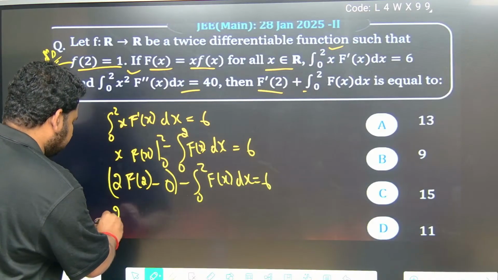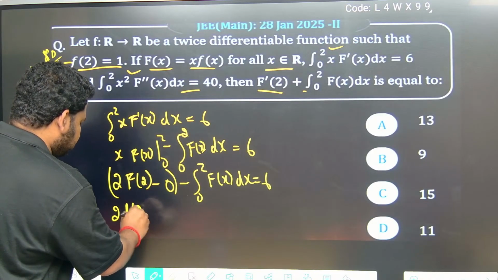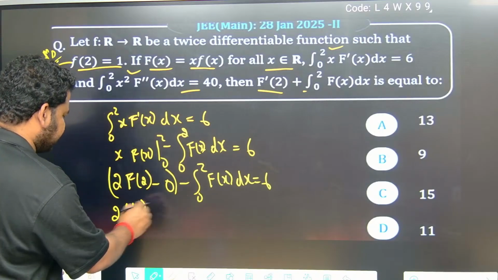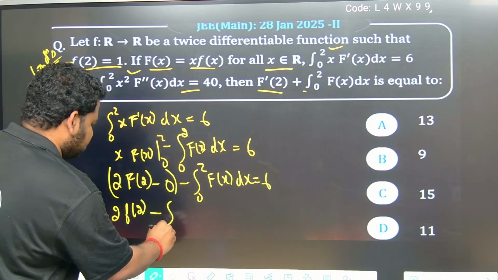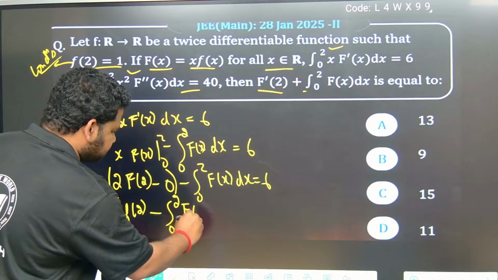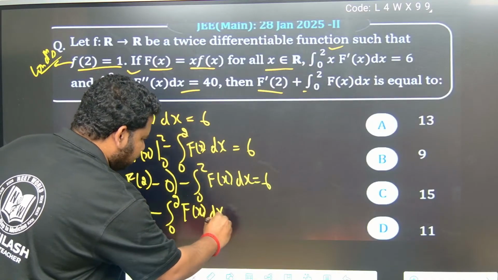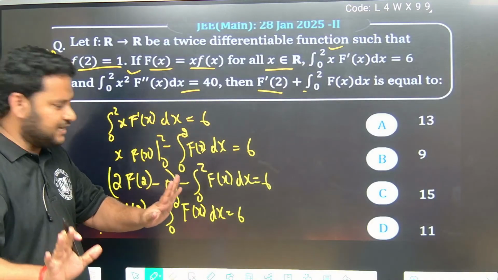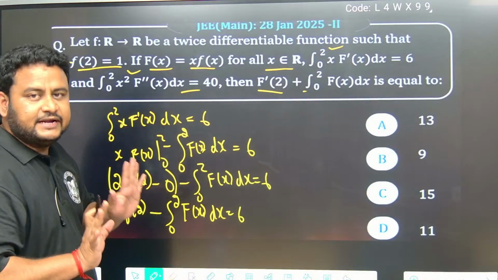So this will become 2 times small f of 2 minus the integral from 0 to 2 of f of x dx, which is equal to 6. Clear till here? We are doing integration by parts.